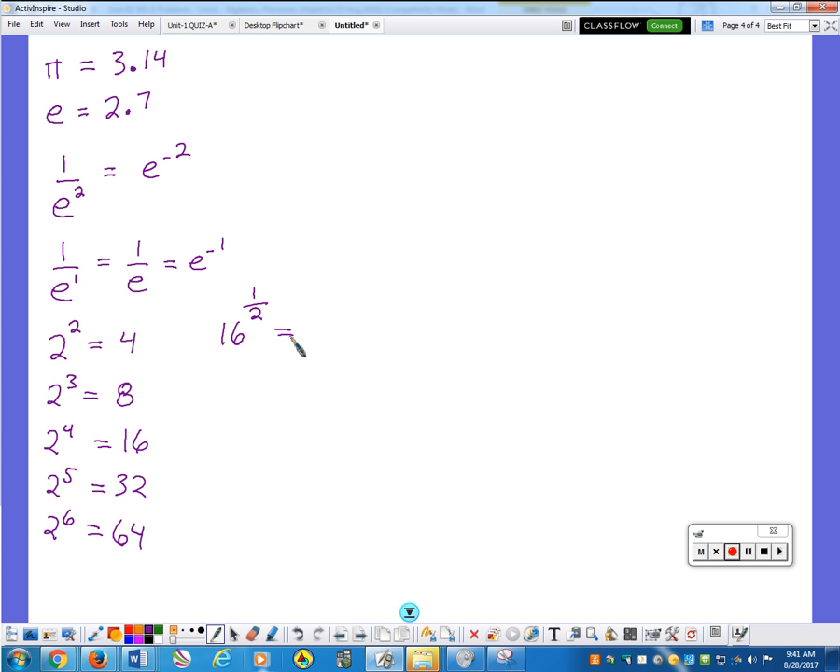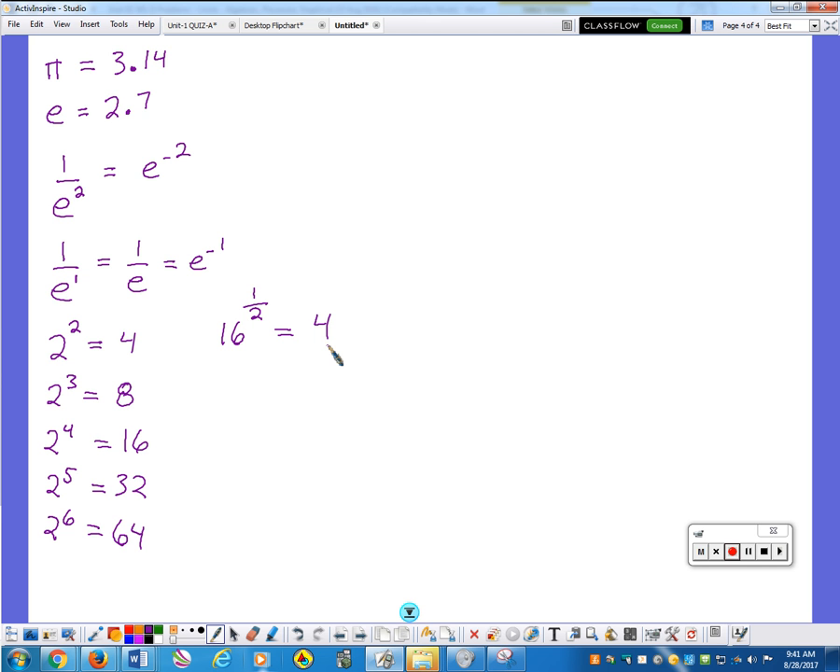Anybody else? Remember, 1/2 power means something else. If you've forgotten, it's okay. Everyone forgets. David? Square root. Square root. So square root of 16 is? 4. There we go. Perfect. Anybody else?